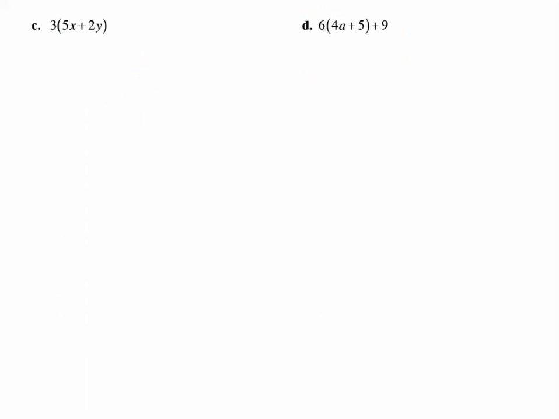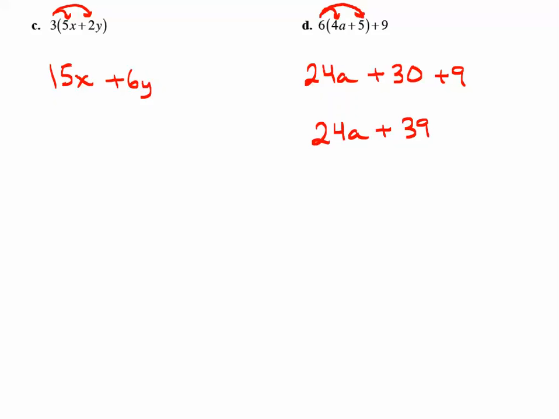Alright, again, try it yourself first if you would like. I'm going to set up the answer as well here. Distributing the 3 to the 5x as well as the 2y, 3 times 5x is 15x, and 3 times 2y is 6y. Getting a little bit more lengthy here, the 6 has to multiply the 4a and the 5. So 6 times 4a is 24a. 6 times 5 is 30, but you have this little 9 at the end. So again, this whole concept of collecting like terms: 30 and 9 are still like terms. So 24a plus 39 should be the final answer.